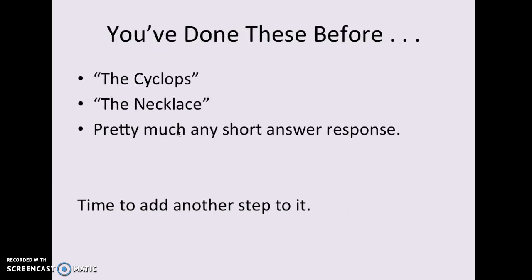Okay, so you've done these before. When you read the Cyclops, you had a question about showing Odysseus' leadership. In The Necklace, you had a short answer about whether or not she has changed, or what is ironic, I believe. And last year, I know you did short answers. So we're going to just add a little bit to it.